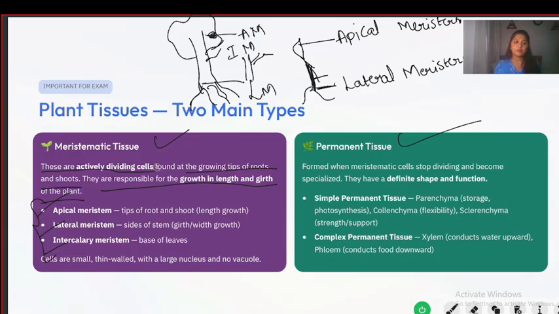At the tip, the apical meristem helps in the growth of length. Lateral meristem, at the sides of the stem, helps in the girth and width of the plant. Intercalary meristem is present at the base of the leaves, at the internodes.